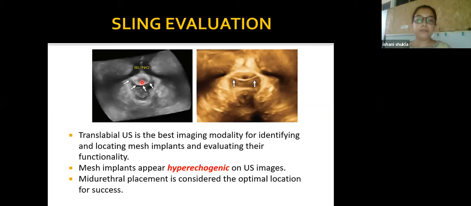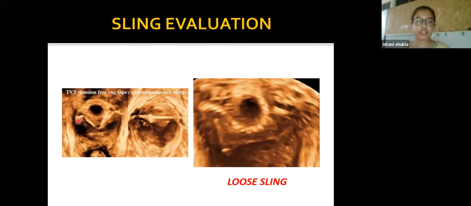Mid-urethral placement is considered the optimal location for success. The other types include this, the tension-free vaginal tape. This V-shaped structure is the tension-free vaginal tape, and this is the transobturator sling. The defects include, here we can see the loose sling on the left side.